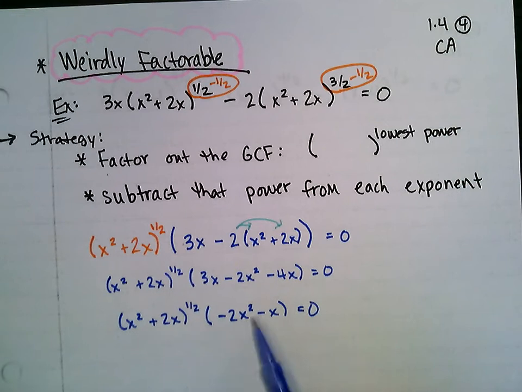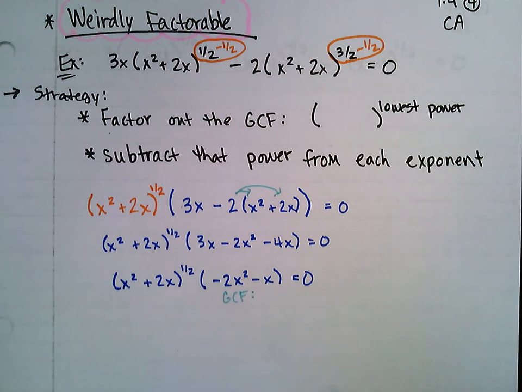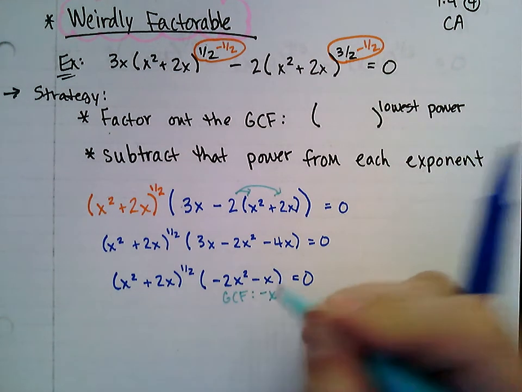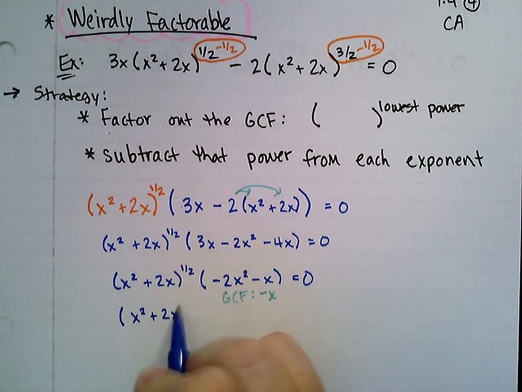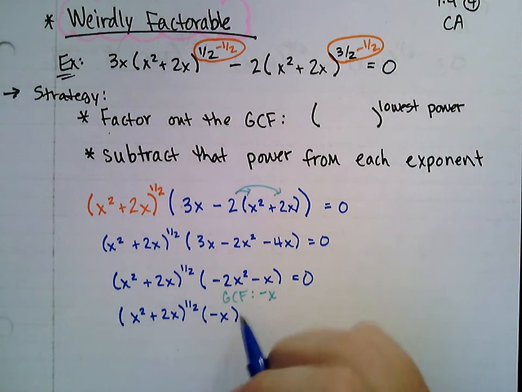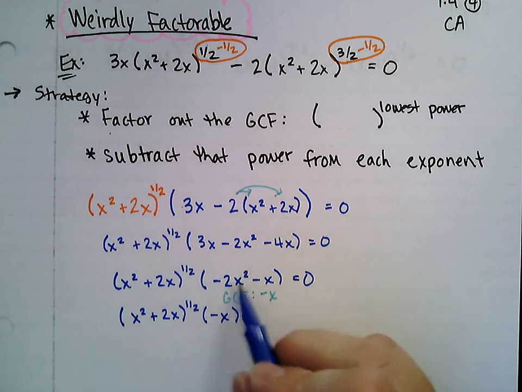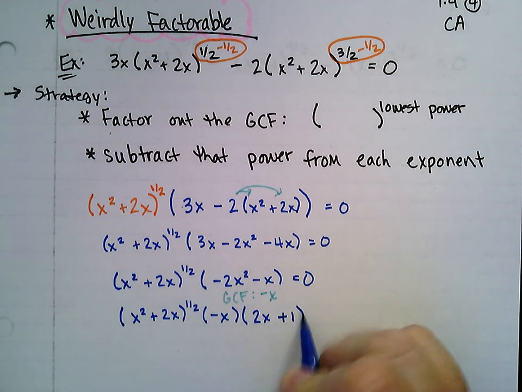Now I'm going to work on factoring what's in this second parenthesis here. I see that I have a GCF. Both terms have an x, but remember when we started with a negative, we have to factor out a negative. So I've got my GCF from the first part that we worked on, then my GCF of negative x, and then what's left in there. So negative 2x squared divided by negative x is positive 2x. Negative x divided by negative x is plus 1, equals 0.